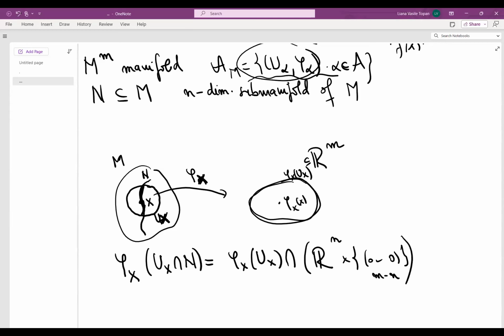This looks a little bit like an immersion. So of course, n here will be smaller than m, right? Because it's a submanifold, we won't have submanifolds with greater dimension than the space where we are.